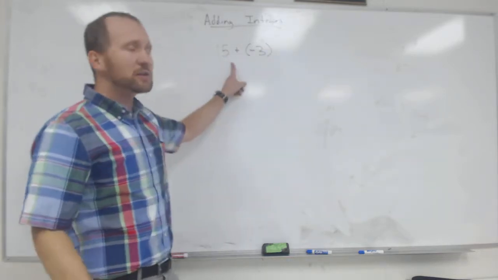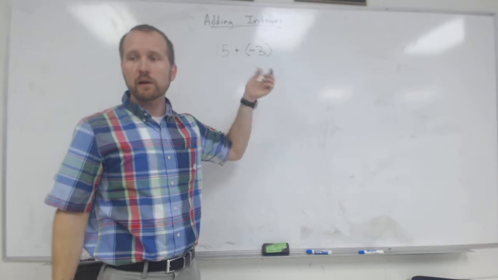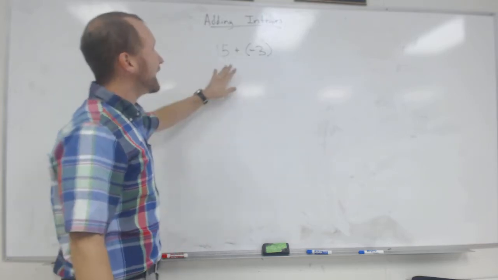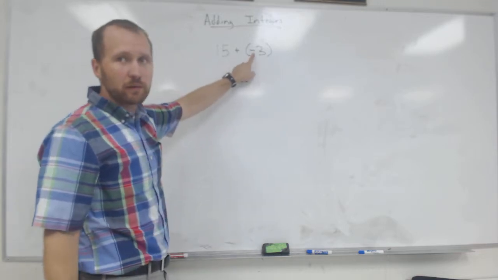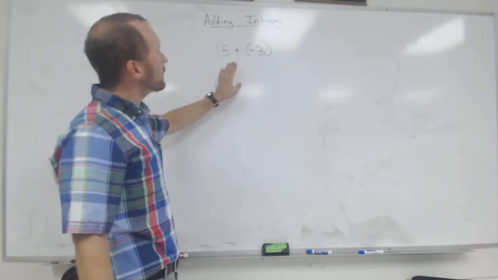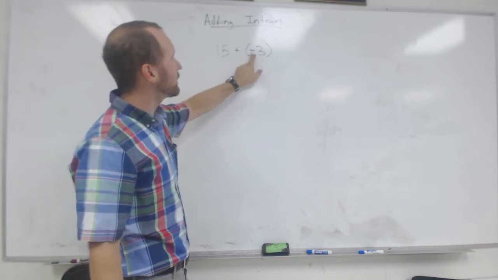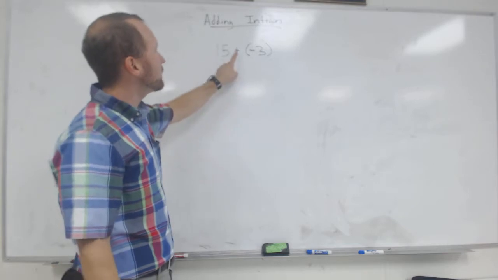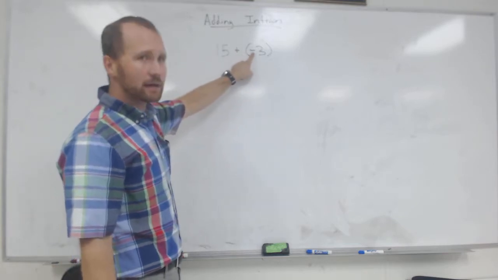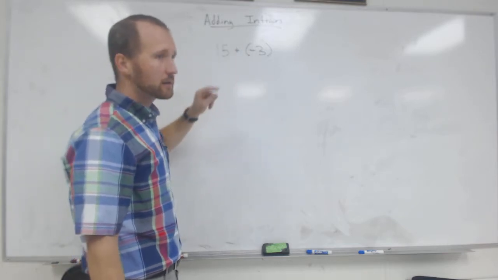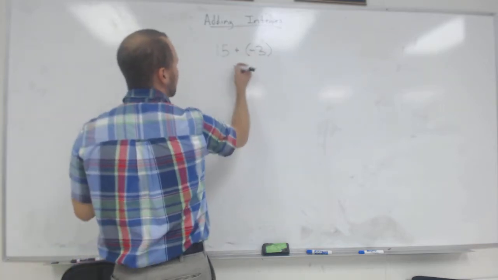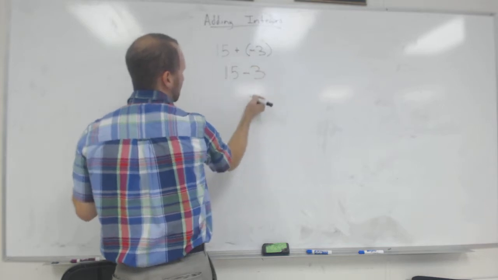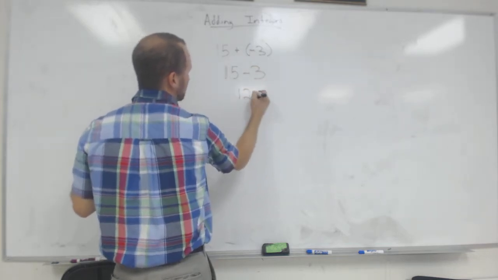This looks like an addition problem, right? It looks like I'm adding these two numbers together. But it's not. This is actually a subtraction problem. Because whenever you see plus a negative, it actually means subtract. So if you see plus a negative, you subtract. So 15 plus negative 3 would be 15 minus 3, which would be 12.